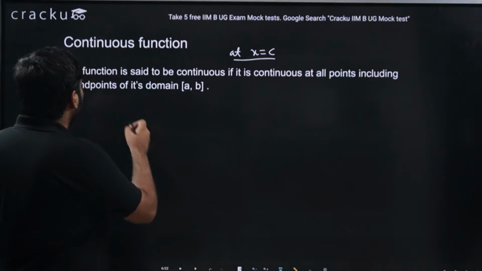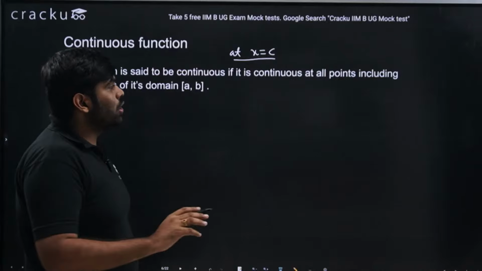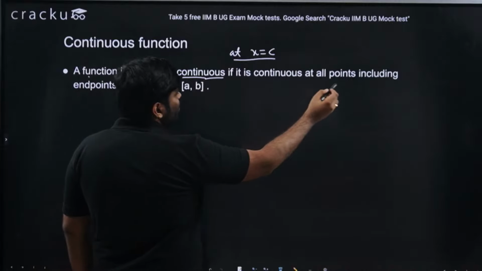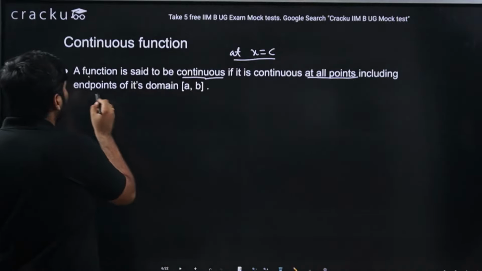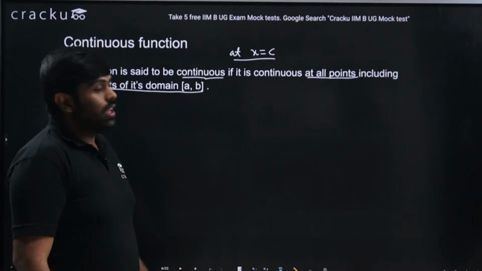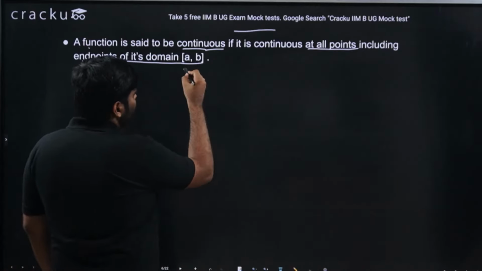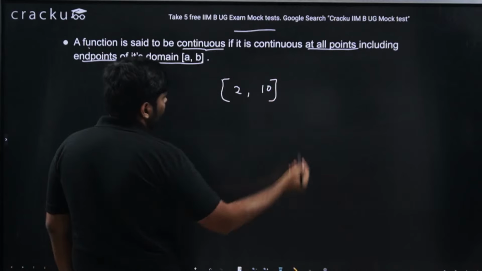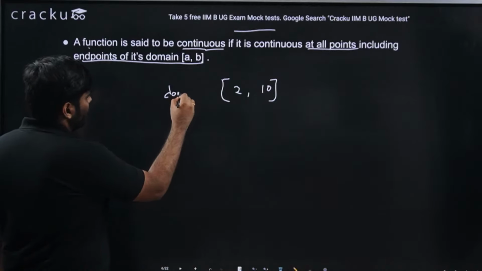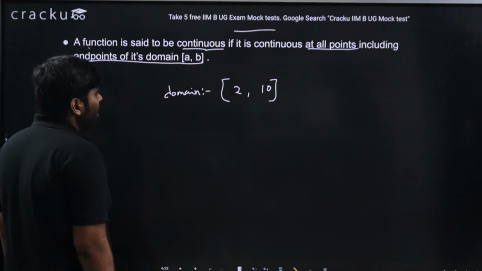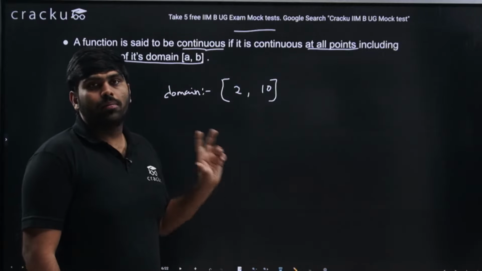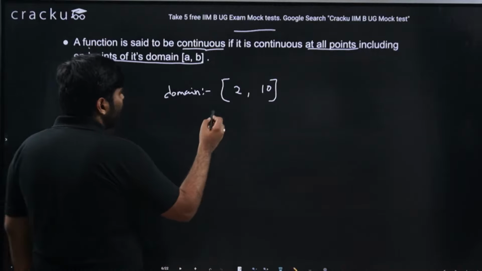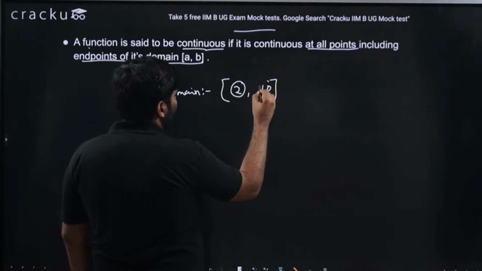But what are the conditions to say that the function is continuous across the entire domain? A function is said to be a continuous function if it is continuous at all the points including the endpoints of its domain a comma b. Let's say, for example, the domain is 2 comma 10. Then the condition is that for any real number point you pick in between 2 and 10, the function has to be continuous. And at the same time, it should also be continuous at 2 and 10.